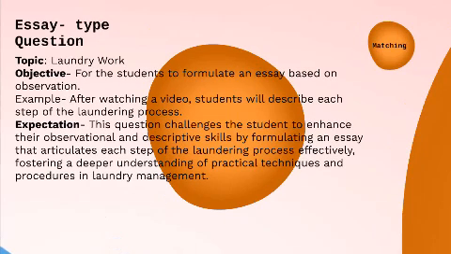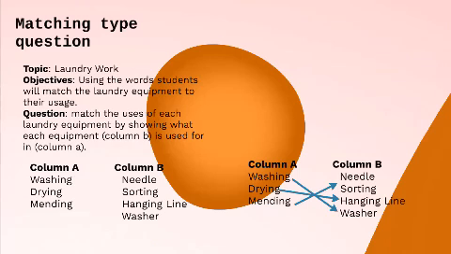Question. After watching a video, students will describe each step of the laundering process. We have the matching type question. And that question is, match the uses of each laundry equipment by showing what each equipment in column B is used for in column A.